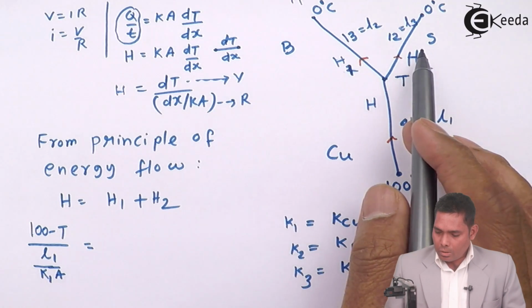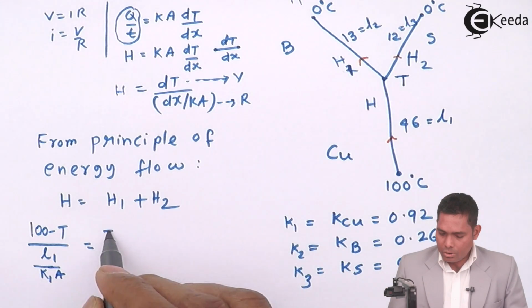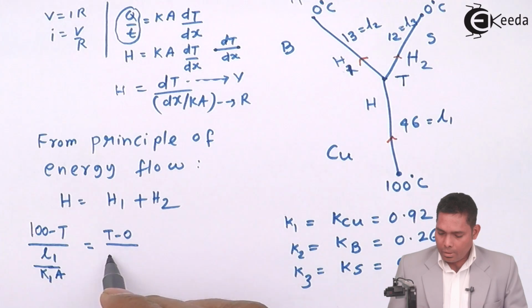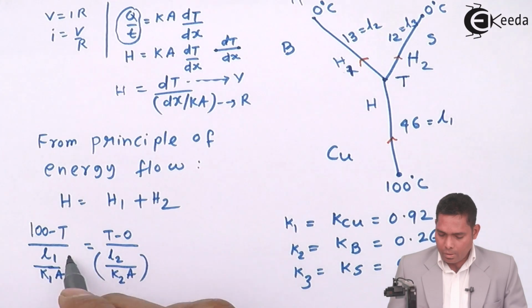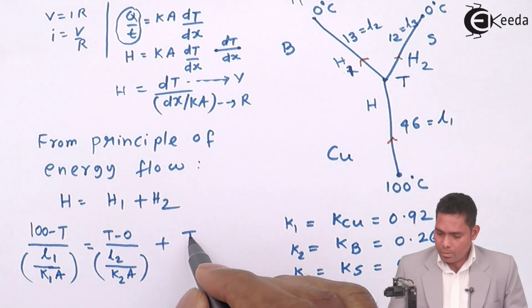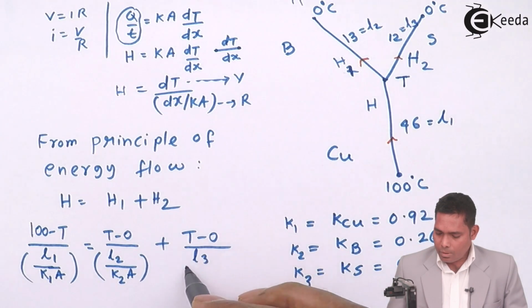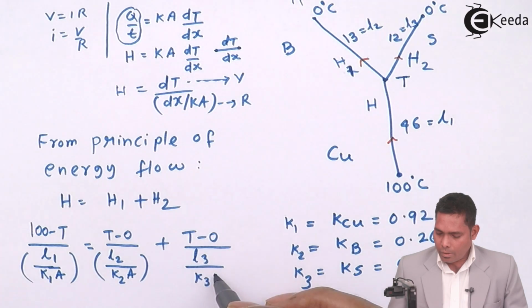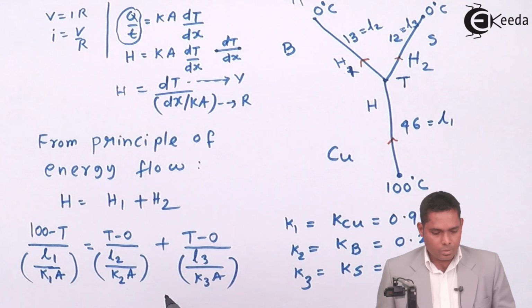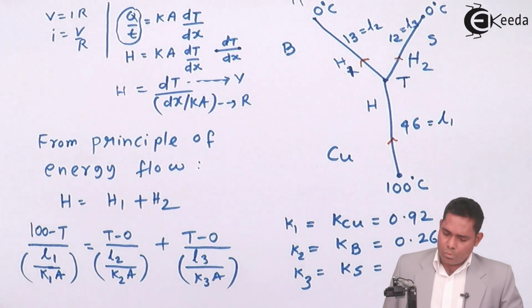for this part h1, I'll write t minus 0 divided by the length L2 divided by K2A, plus t minus 0 again, t minus 0 divided by the length L3 divided by K3 and A over there. Okay, this is the question. Now we have to solve this.